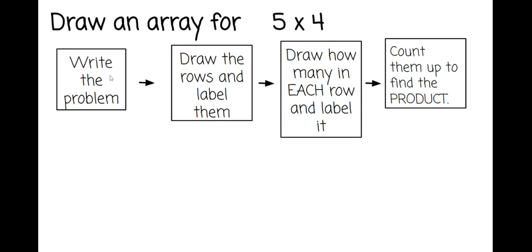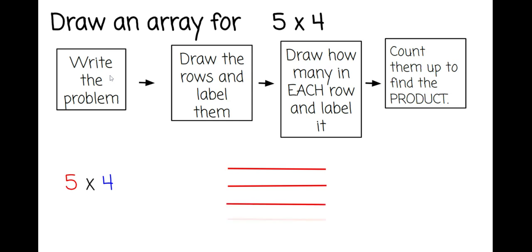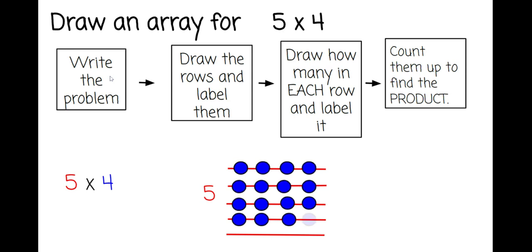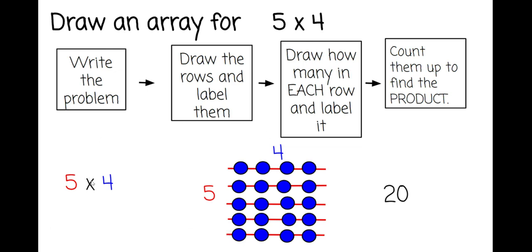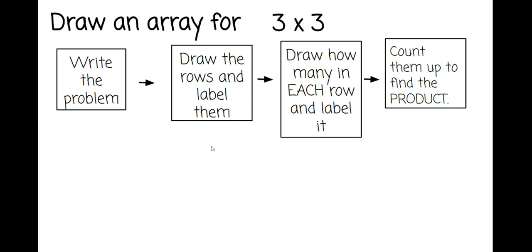Let's draw an array for 5 times 4. Let's draw our rows 1, 2, 3, 4, 5. Our first factor was 5. Let's draw 4 in each row. 1, 2, 3, 4. We will label that 4. 5 times 4. When we count these all up, we will get 20. So we know that 5 times 4, or 5 rows of 4, equals 20.